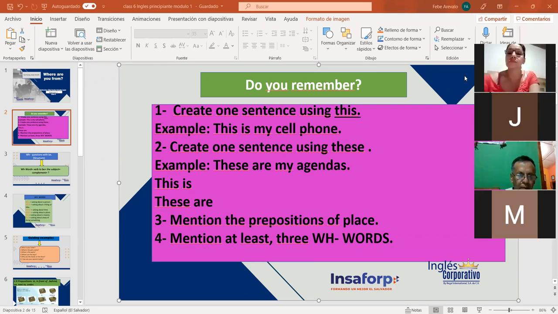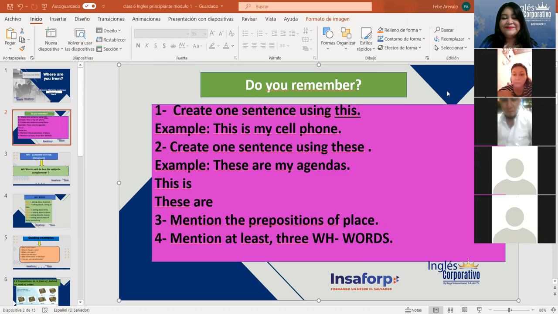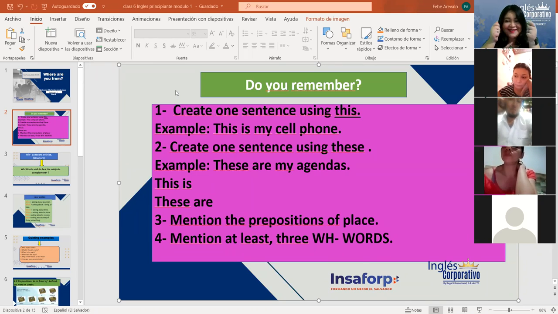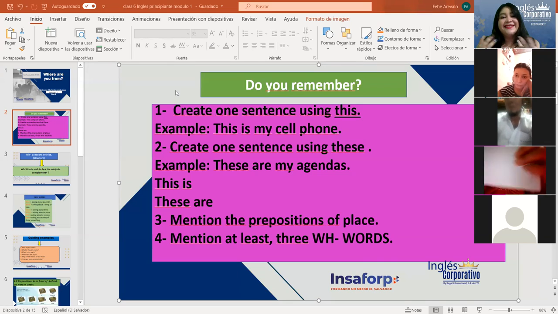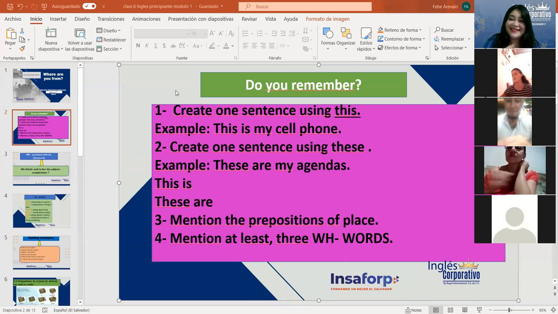Let me know whenever you're finished. Me avisan cuando termine. Finished. All right, let's get started. Let's see, Daisy Lopez, can you tell me your sentence, please? These are my books. Right? Do you have them? ¿Los tiene ahí? No. All right, that's great. These are my books. Excellent, thank you. Jose Mas, please. These are my fingers. Excellent, really good. Super basic, right? Excellent. Darwin Campos.